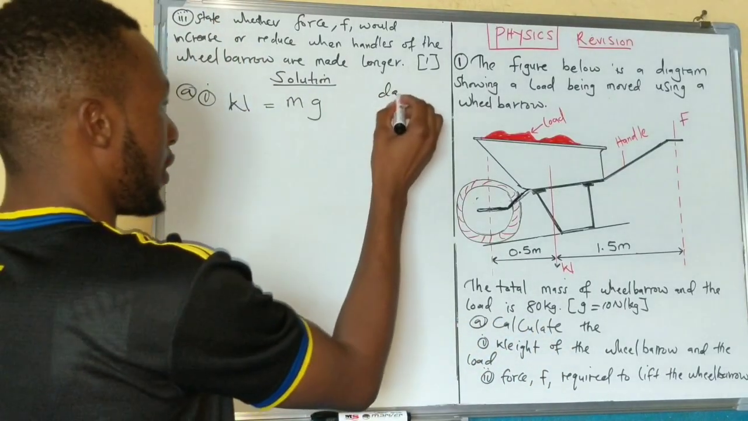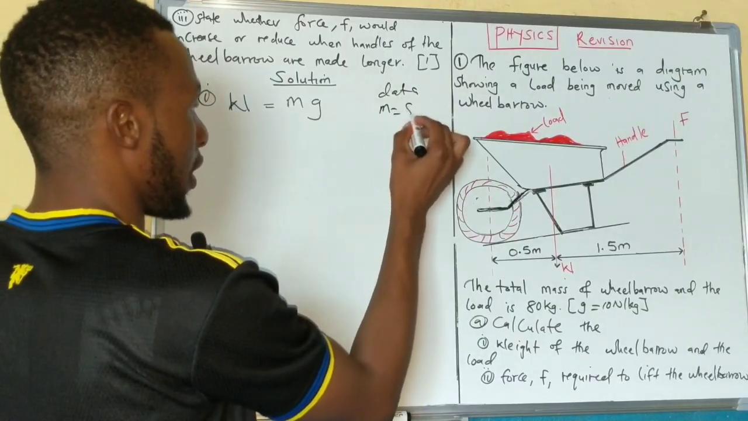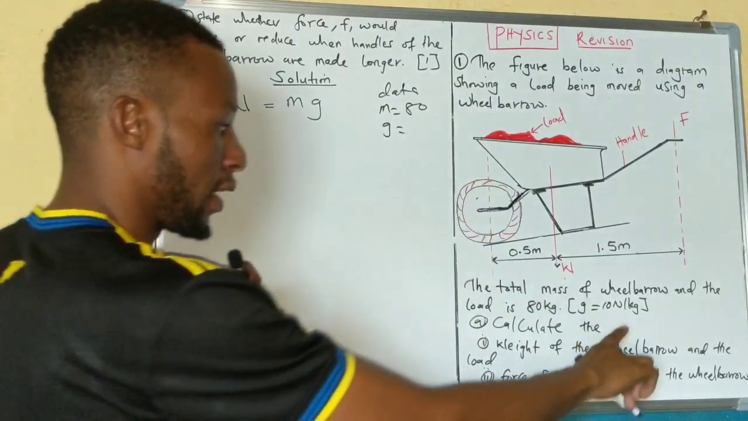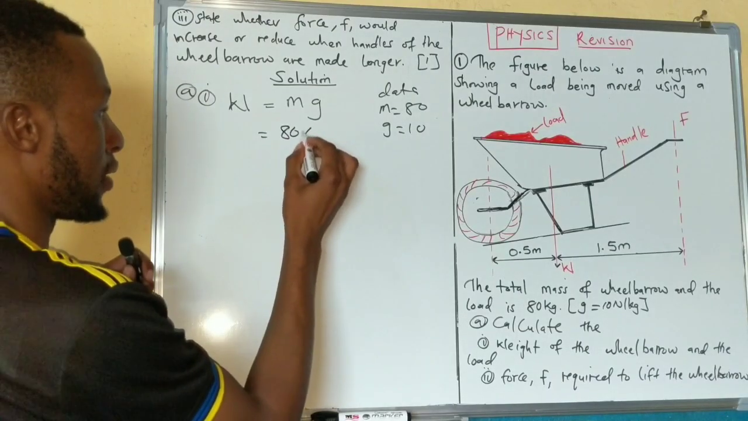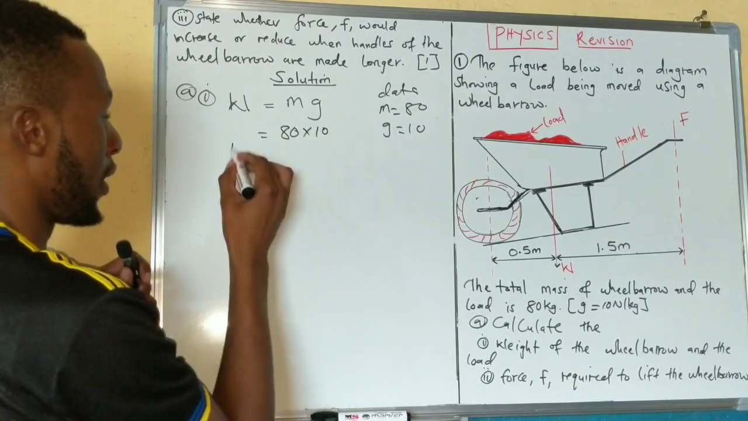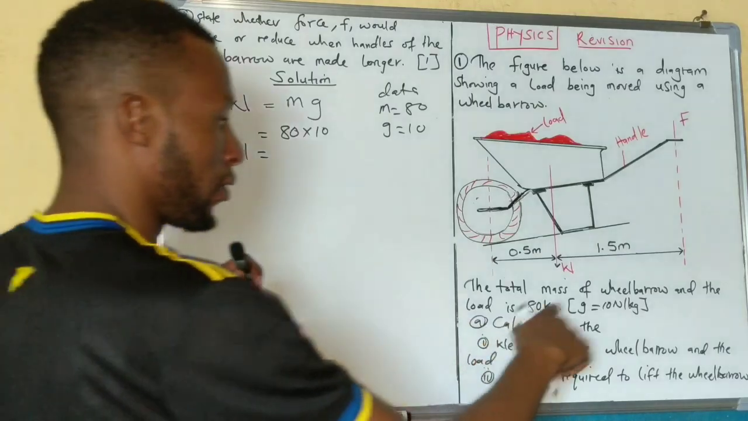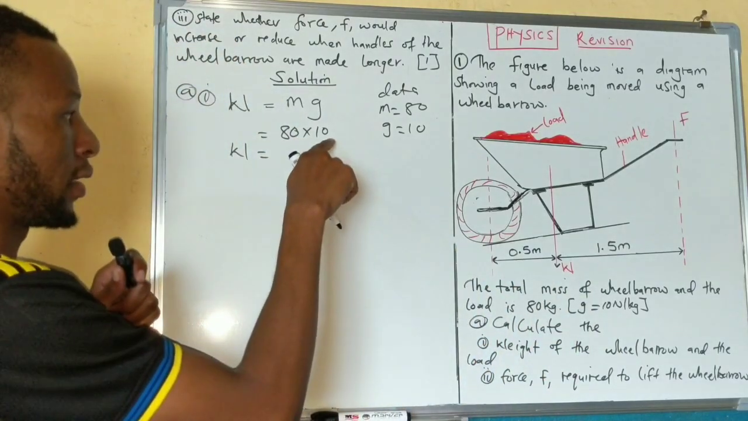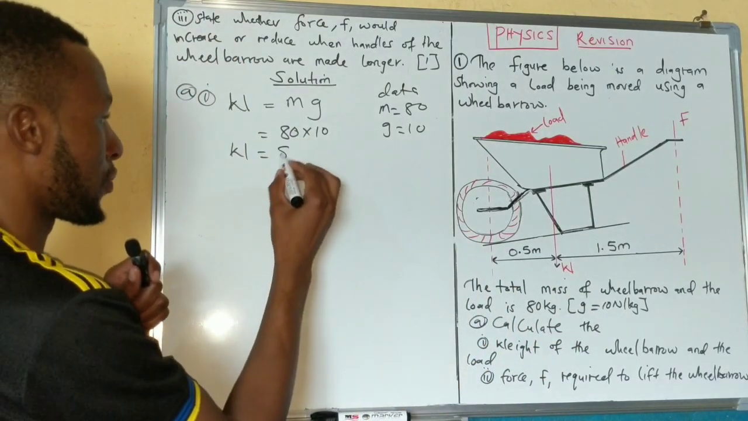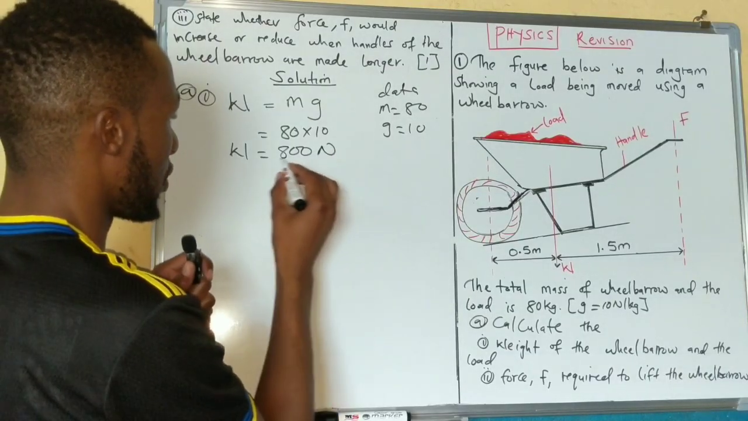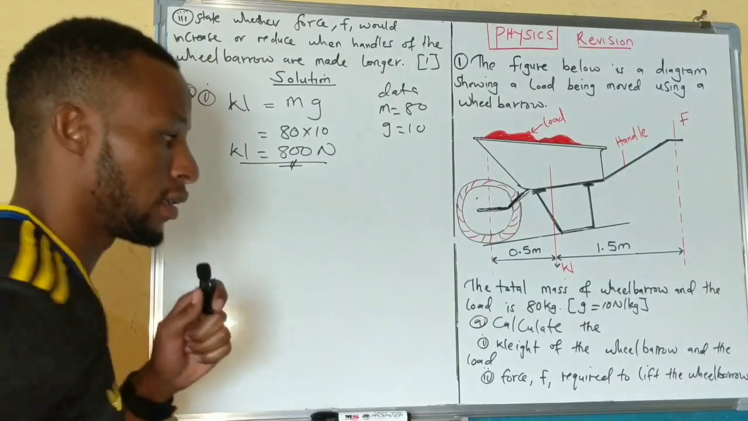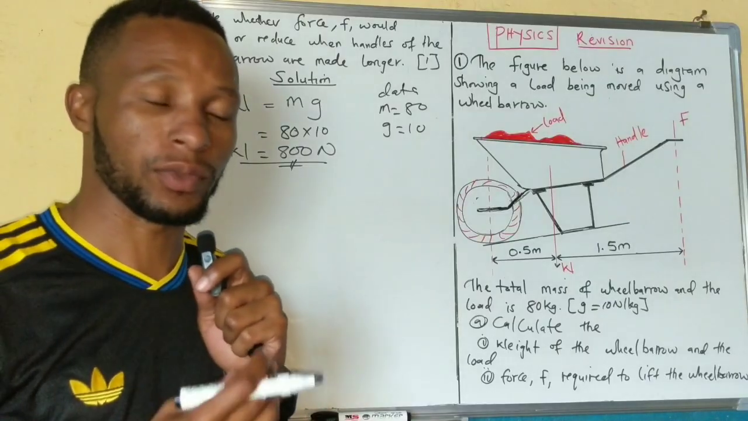Okay, so our data is mass is 80 kg, gravity has been given as 10. So we substitute, we're going to have 80 multiplied by 10. So the weight of the wheelbarrow and the load would be 80 times 10, which will just give us 800 newtons. That is the final answer for that. 2 marks we scored.